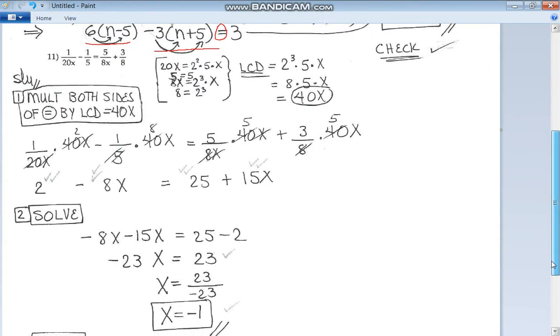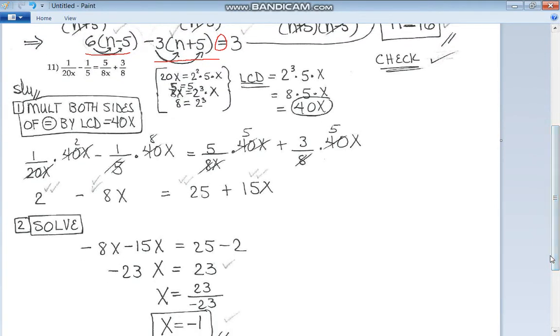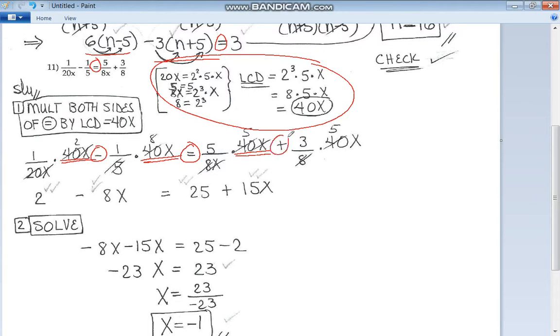Okay, number 11 says to solve 1 over 20x minus 1 over 5 equals 5 over 8x plus 3 over 8. Again, this is an equation. It has an equal sign, so we can get rid of the fractions by multiplying both sides by the LCD of all the little fractions. And I worked out the LCD here. It's 40 times x. So I multiply the first fraction times 40x minus the second fraction times 40x equals the first fraction on the other side of this equal sign by 40x plus the second fraction on the right side by 40x. Factors cancel, no more fractions.